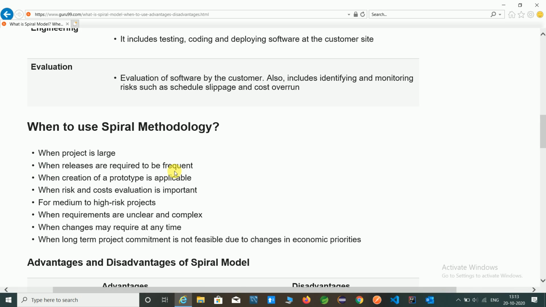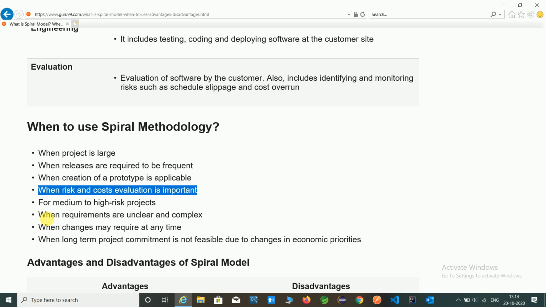When creation of a prototype is applicable, when risk and cost evaluation is important for medium to high risk projects, when requirements are unclear and complex. Sometimes we don't know all the requirements, then we can go with the spiral model, because sometimes we know only the starting point. When we don't know the end point, then we can go with the spiral model. It is very helpful for developing a project.